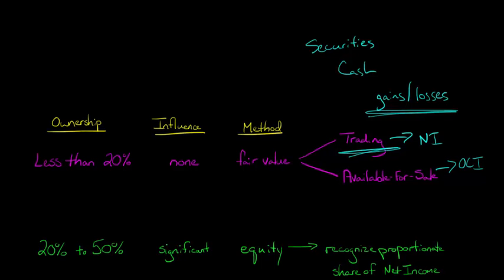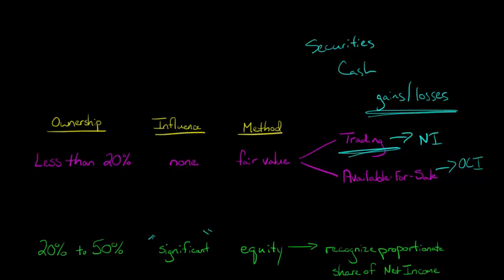If you're at 20 to 50% ownership, right? So before we were talking about you own like 10%, less than 20, but let's say that you own 40% of Microsoft, right? So now you're in this 20 to 50 threshold, and then you would be deemed to have significant influence on this company, right? You have a significant influence on Microsoft if you own 40%. So then the method that you would use for accounting is what's called the equity method.